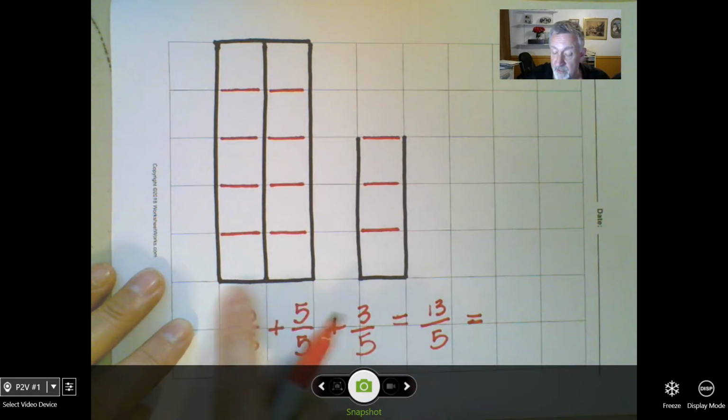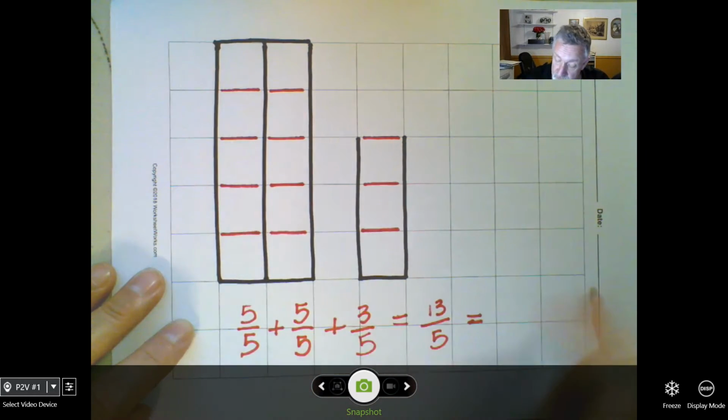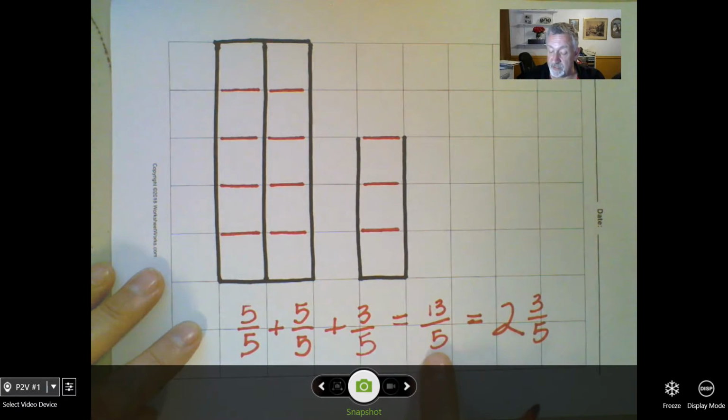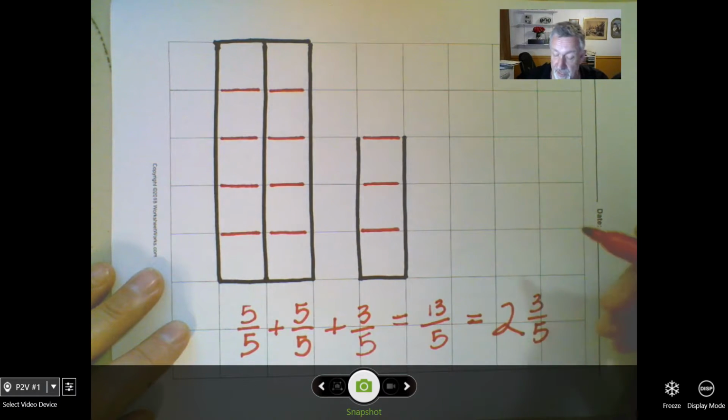Another way we could look at this and say, well, there's 1 whole, there's 2 wholes, and there's 1, 2, 3/5. So what we see here is 13/5 is equal to 2 3/5. Now mathematically, let's take a look at that. What if we didn't have the diagram in front of us?